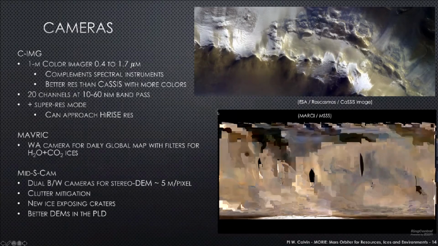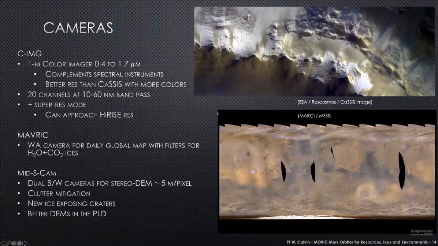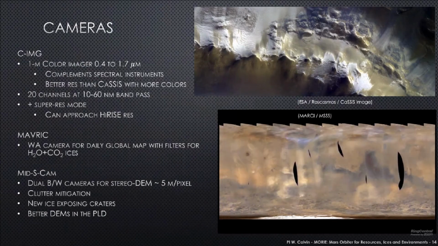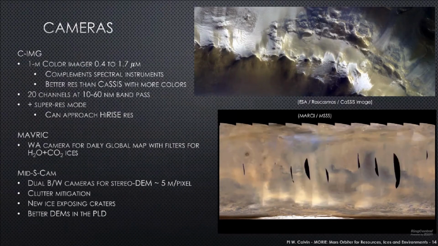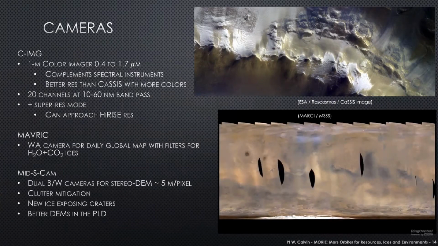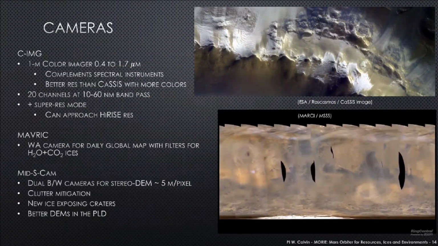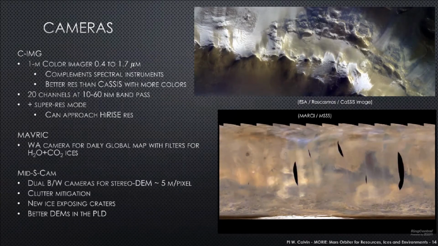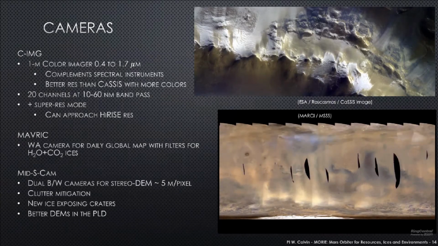This is a MARCI image, a daily global map from MARCI. And so we have a Maverick wide angle camera, which would also do daily global mapping, but again, with filters in the near infrared to discriminate water and CO2 ices so that we can actually pull apart the seasonal ices in the cap as a camera instrument.